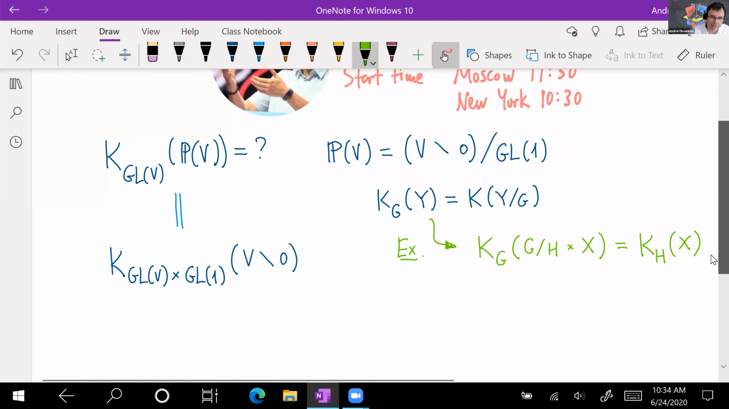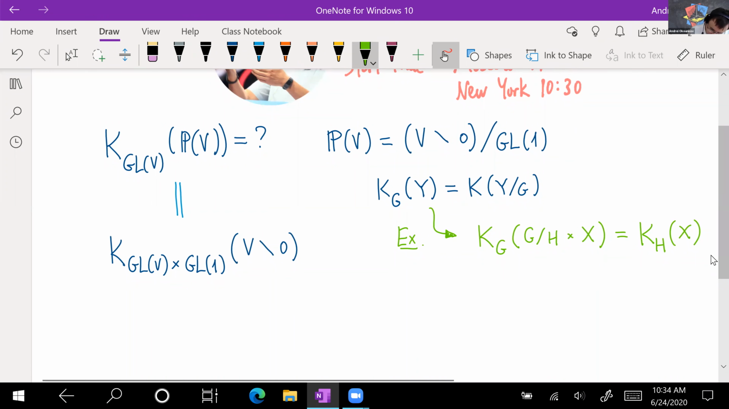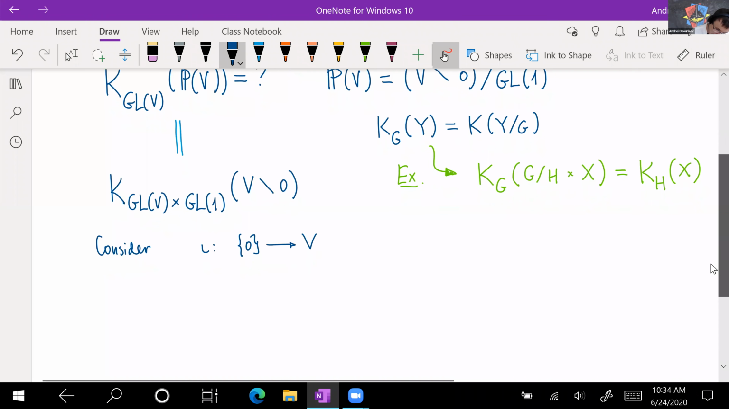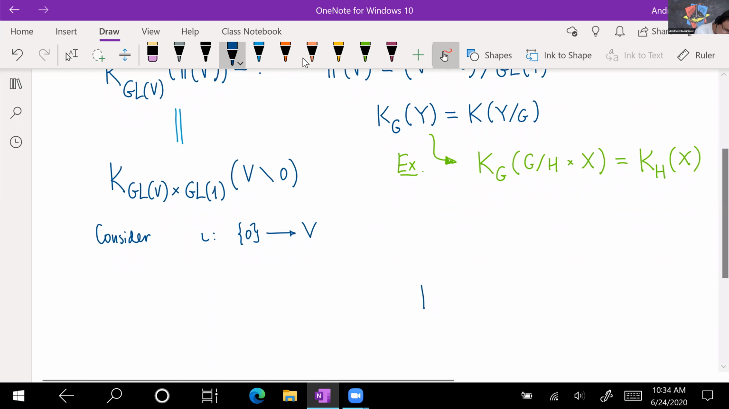Now we look at this, and we discussed that we can consider the equivariant embedding. There is an iota map from just the origin, the set {0}, mapping into V, embedding by 0. And given a closed embedding, we discussed there is a long exact sequence in K-theory. Let's call this whole group G.